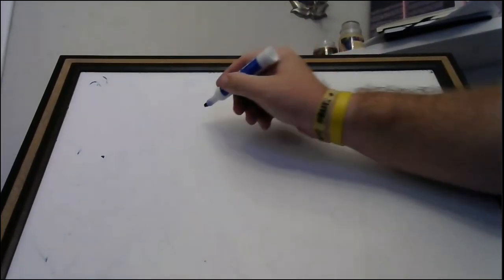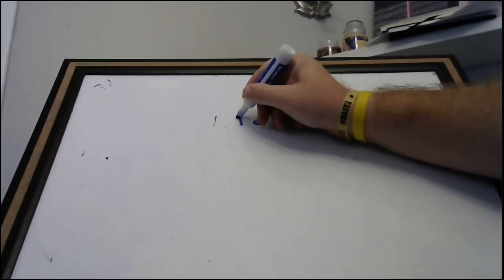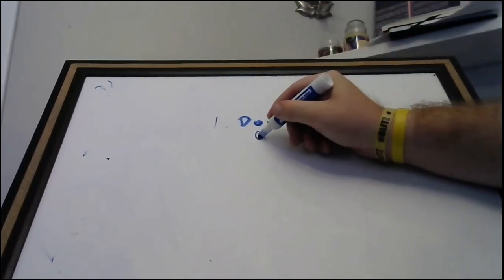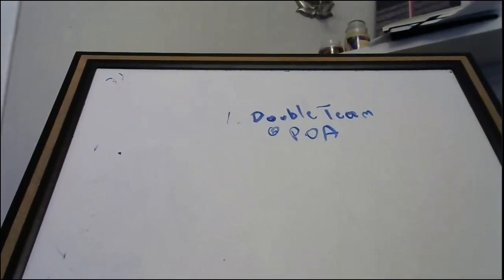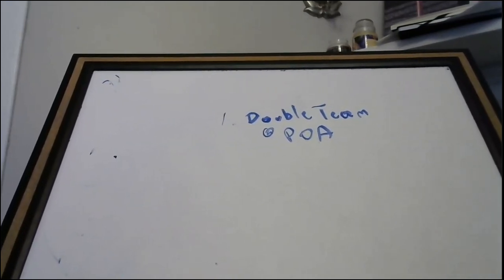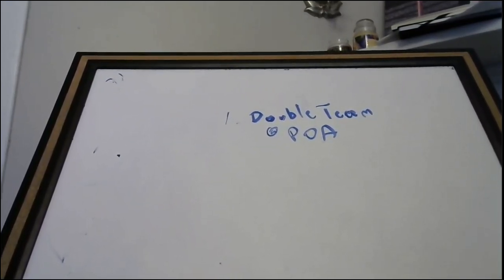Okay, so how do we define power? We define power with three parts. Taking a look at the whiteboard here. We define power three ways. Number one is a double team at the point of attack. We're pushing that man. We're getting four hands on the lineman, four eyes on the linebacker to get that man off of his spot.